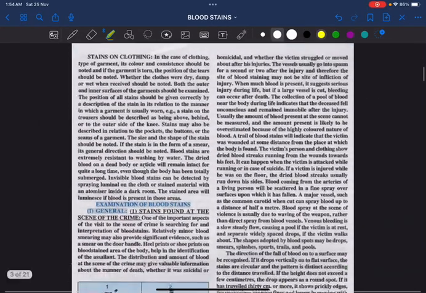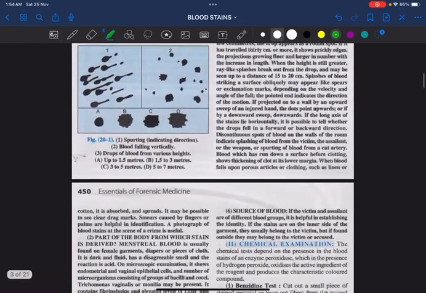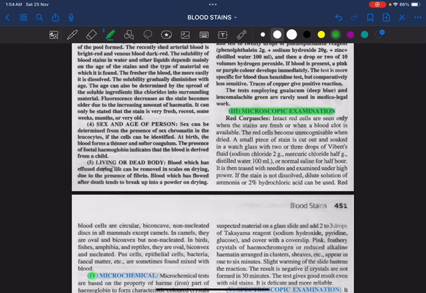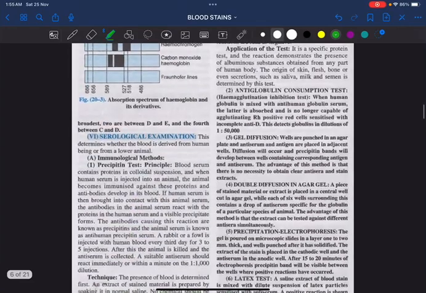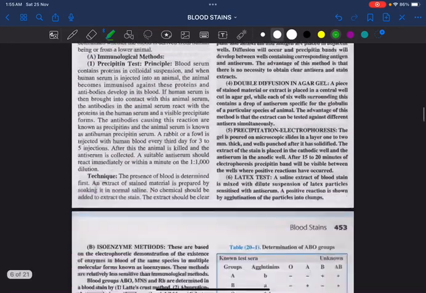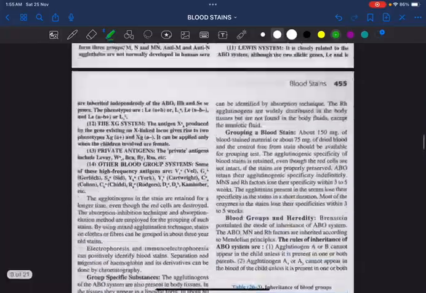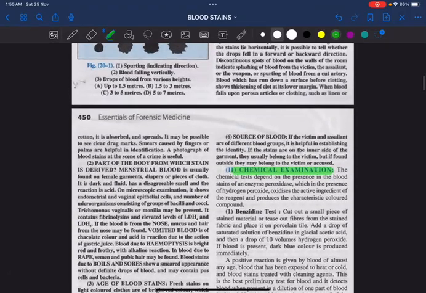Okay, coming to examination of bloodstains. Bloodstains can be examined under different headings, or there are different types of examination. Number one, general examination, chemical examination, microscopic examination, microchemical examination, spectroscopic examination, and serological examination. So these are the different ways of examination of bloodstains. This is extremely important because in different situations we will be using different types of examination.